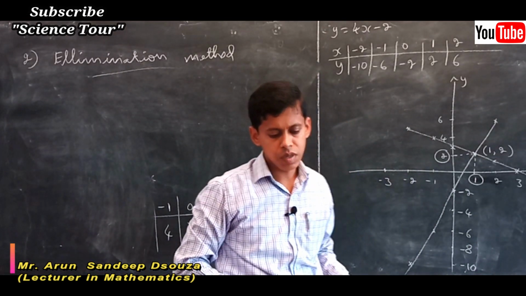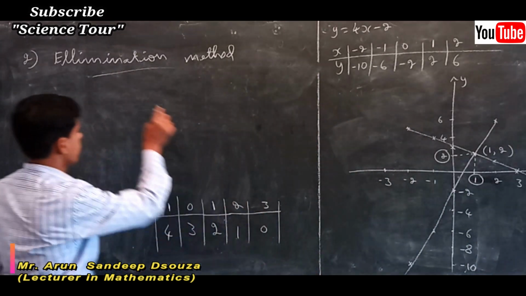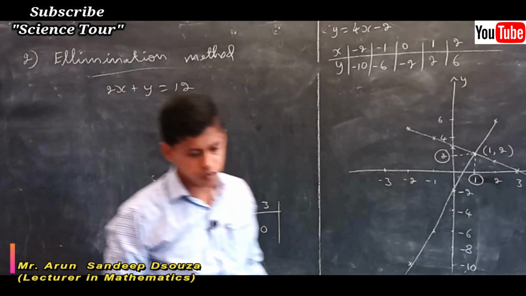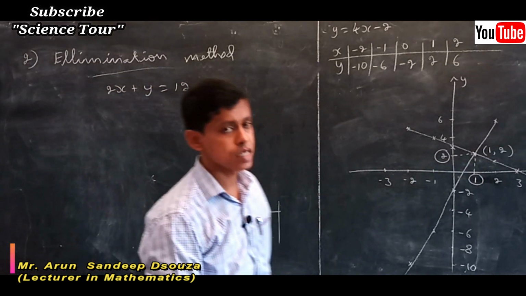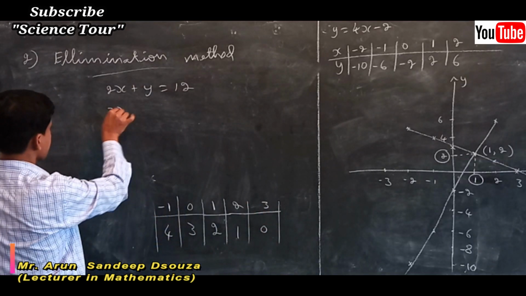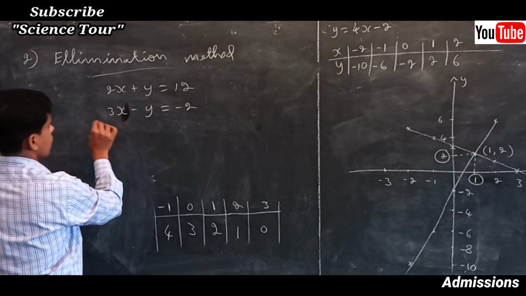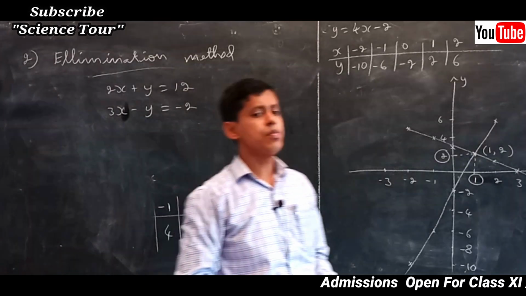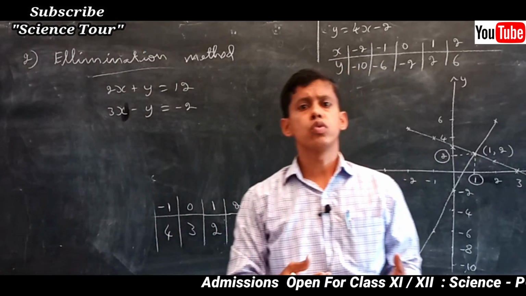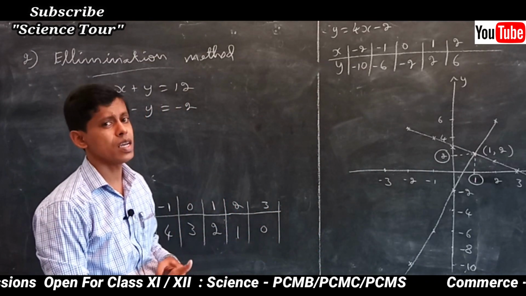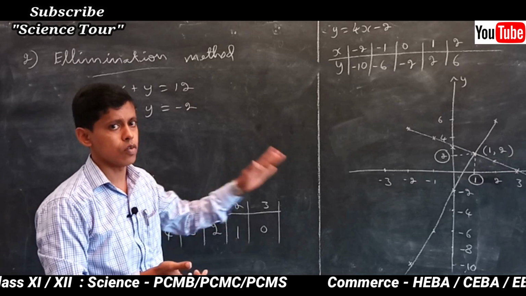So, in the elimination method, I am taking this example. You have 2x plus y is equal to 12, if I am not wrong, and 3x minus y is equal to minus 2. Alright. Okay. So, in this elimination method, what we try to do is we eliminate one variable. Okay, what is a variable? x or y.